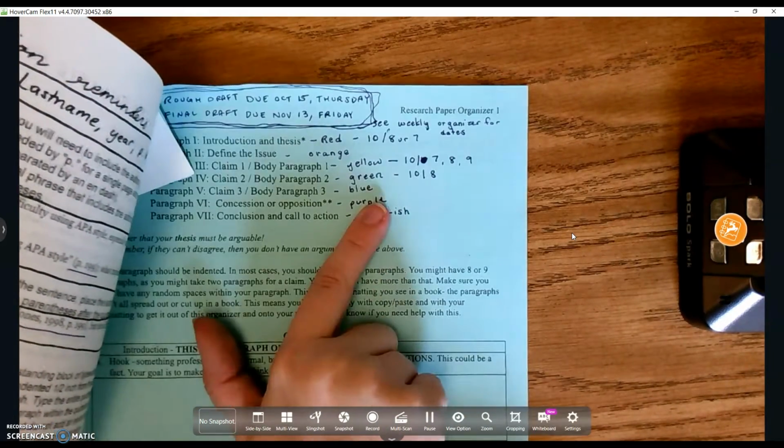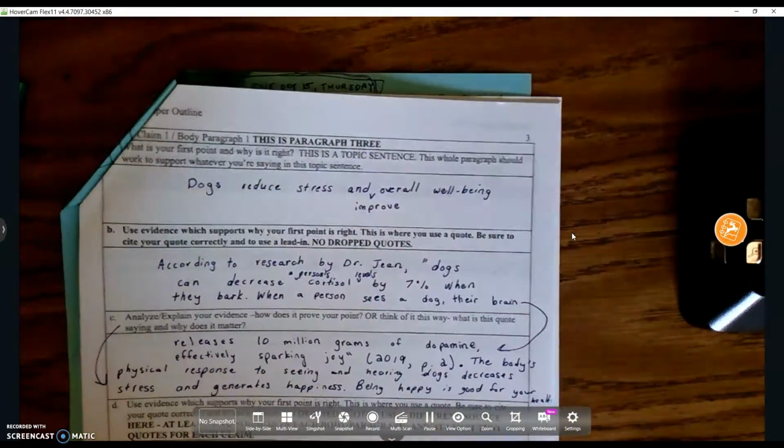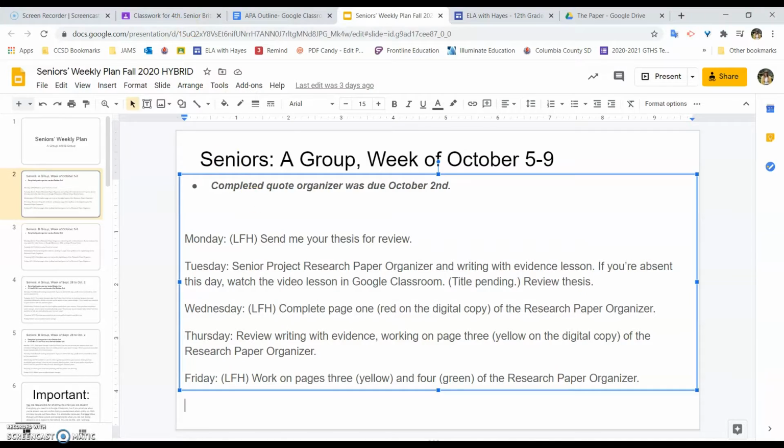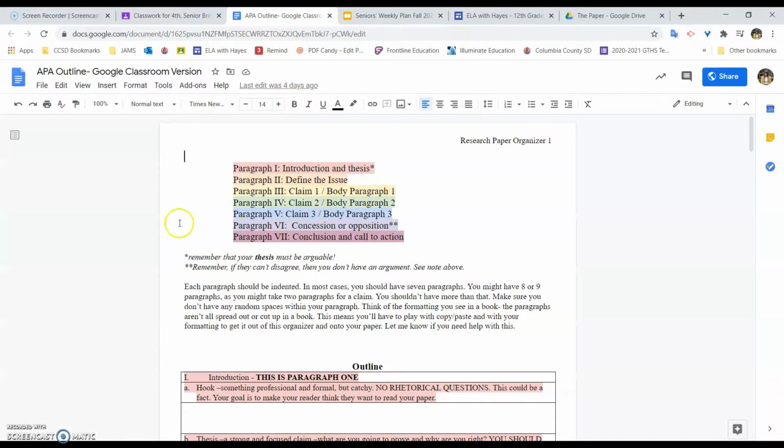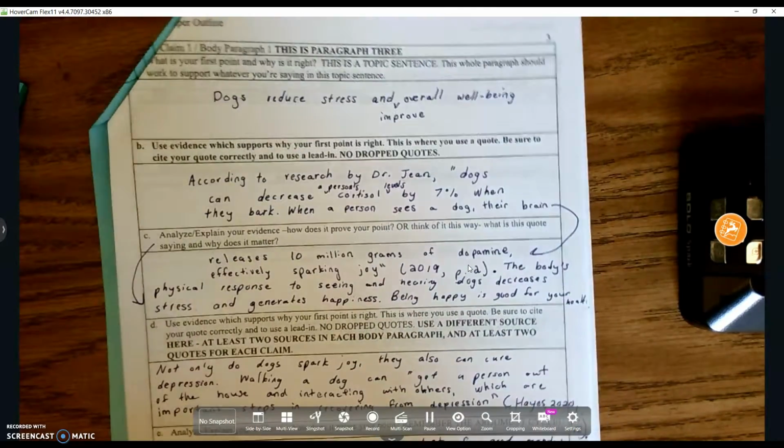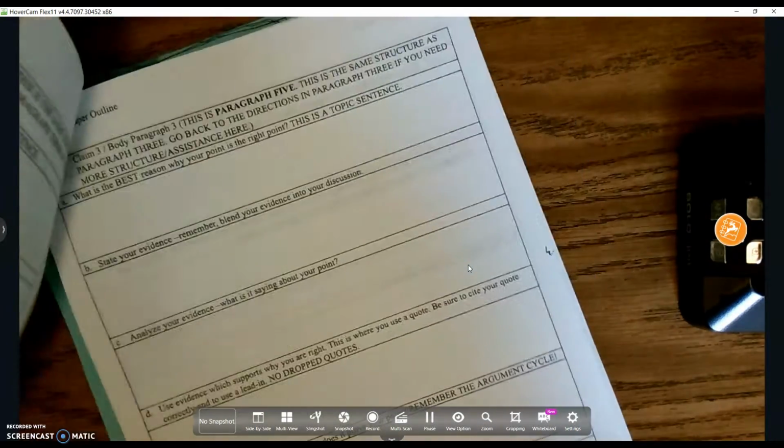Once again, this color coding is here for a reminder. It's also color-coded as you saw when you look at the assignment. Pretty straightforward. So let's talk about what else is in here. You've got 2 other body paragraphs. We're going to be doing the same type of thing.